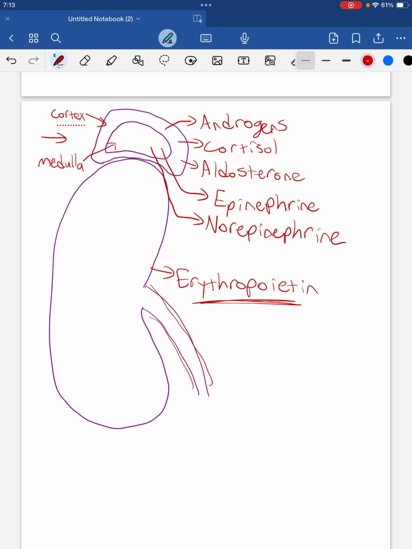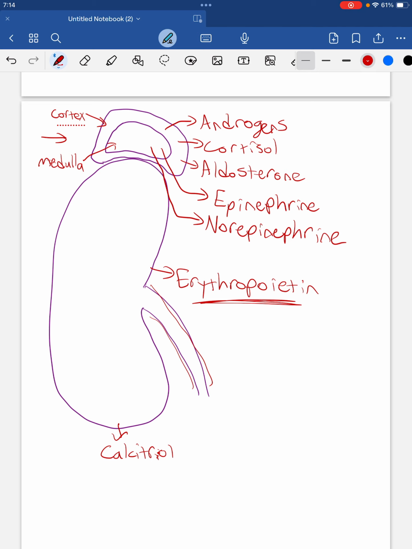Calcitriol is something else that's produced in the kidneys. These are both hormones as well. So the sun and food gives us our precursor to vitamin D. Kidneys are what convert it to calcitriol. This is our active form of vitamin D, which gives us healthy teeth and bones.